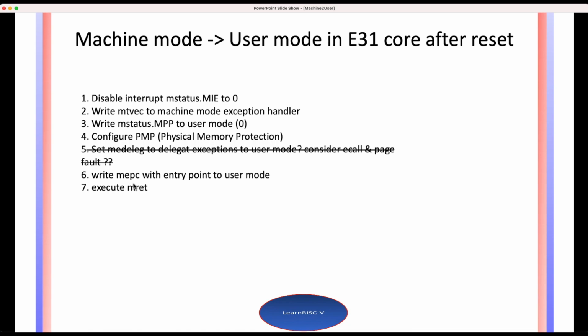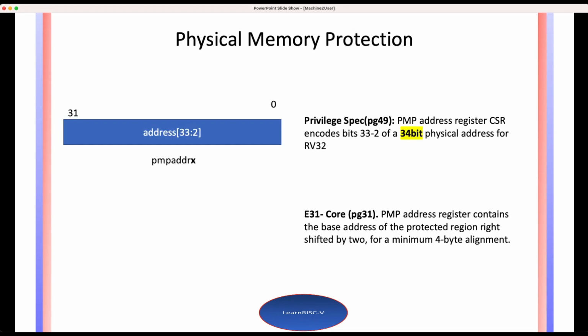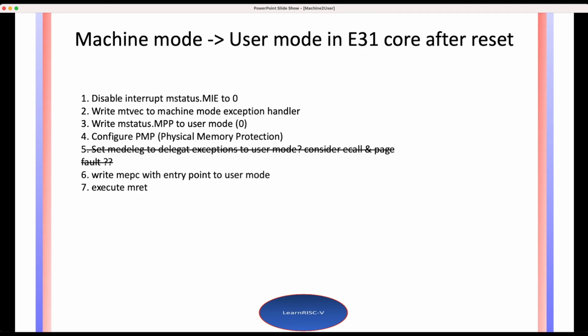And then the MEPC register, which is the program counter value to which the execution should return after executing this mret, has to point to the user mode entry point, then execute the mret. Okay, and this would be more clear when we try on our card or the HiFive 1 Rev B board. So let's get into the code now.